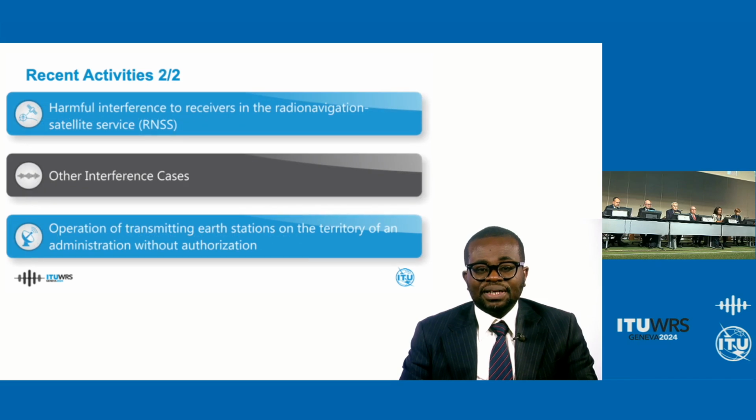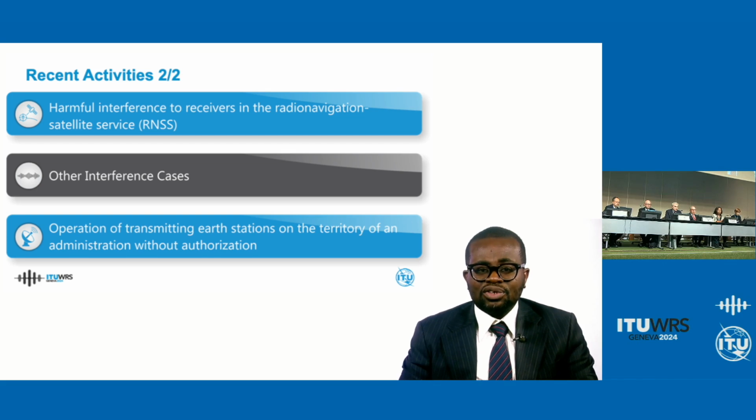At its last meeting, the board noted with great concern the Bureau's report on numerous cases of harmful interference affecting receivers in the radio navigation satellite service, including those used by civil aviation. Some administrations also sought the board's assistance in respect of harmful interference to RNSS. The harmful interference cases reported were characterized by spoofing and jamming, which contravene number 15.1 of the Radio Regulations.